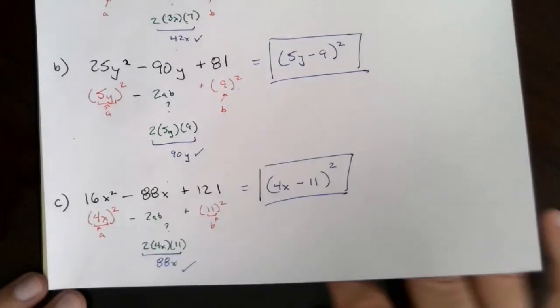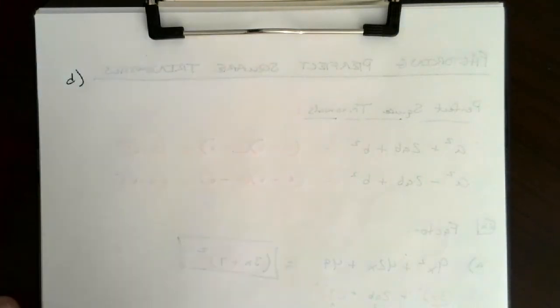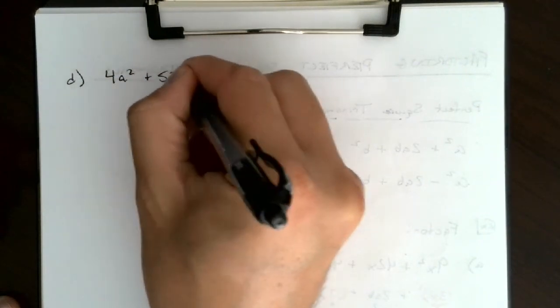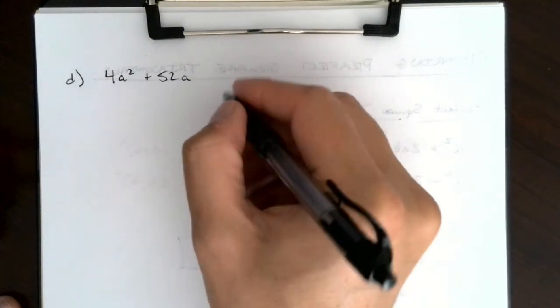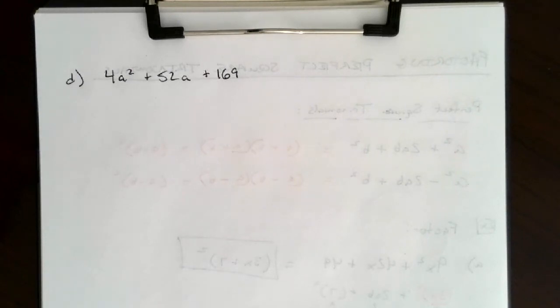Let's take a look at just a couple more. If I was to look at this one here, so C is with D, if I was to look at 4a squared plus 52a plus 169. Now again, you might want to pause this for yourself and try it on your own. Taking a look here, is there a greatest common factor in this case other than 1? The answer here would be no. So there's no GCF other than 1.